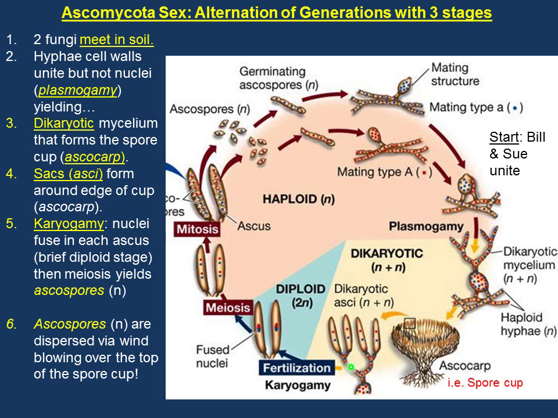Then comes karyogamy, so we actually have the fusion of the nuclei in each ascus, a brief diploid stage. Then meiosis yields ascospores, so remember 1 per cell, per zygote, 1 phase of meiosis and 1 phase of mitosis, yielding how many ascospores per asci? 8. So ascospores then are N and are dispersed via wind blowing over the top of the spore cup.